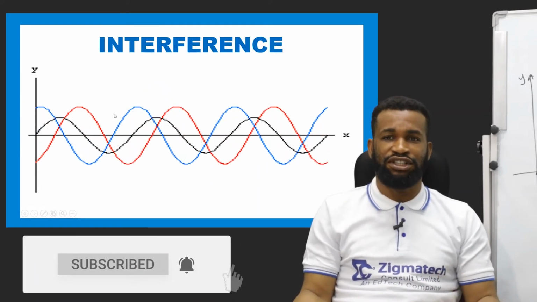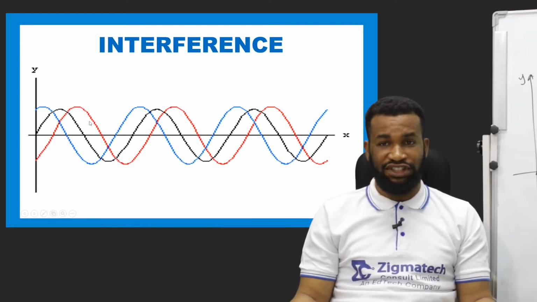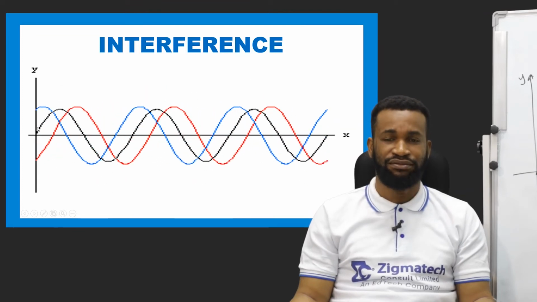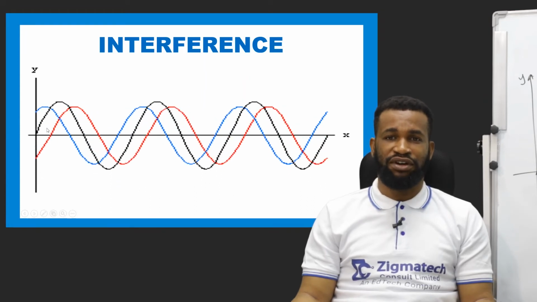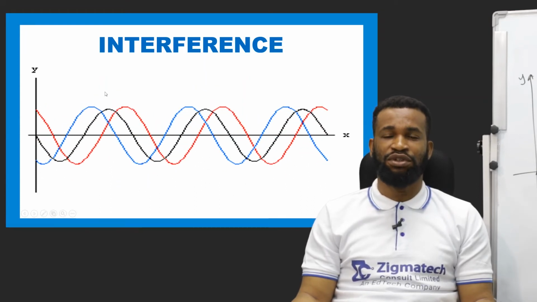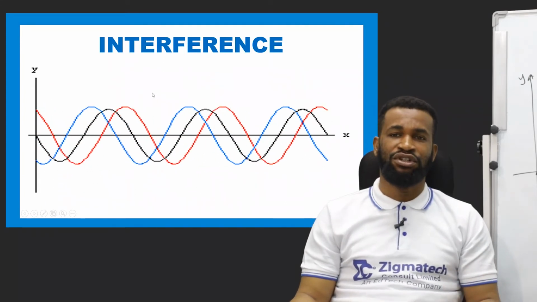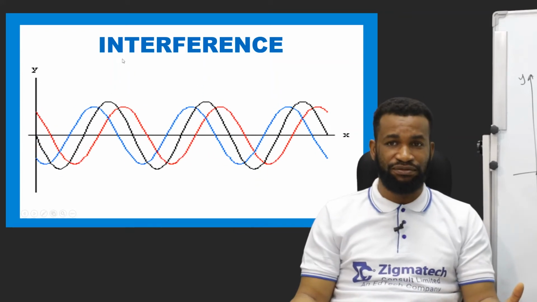Then let's talk about this one we call interference. When you look at this, you see that there are two different kinds of wave: the one with the blue color, the one with the red color, and the other black one, which after some time grows higher in amplitude. So this is just what we call superimposition of waves.